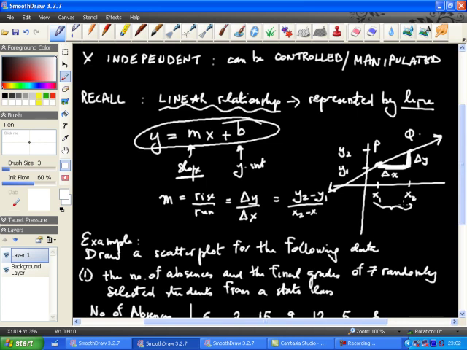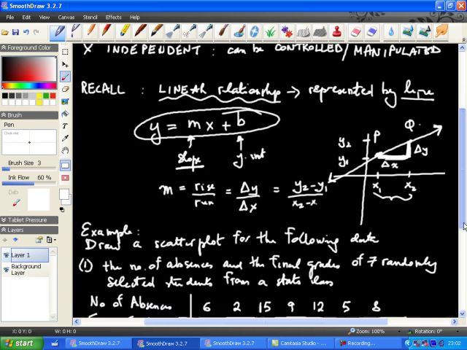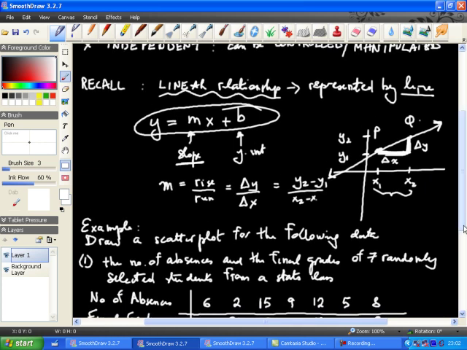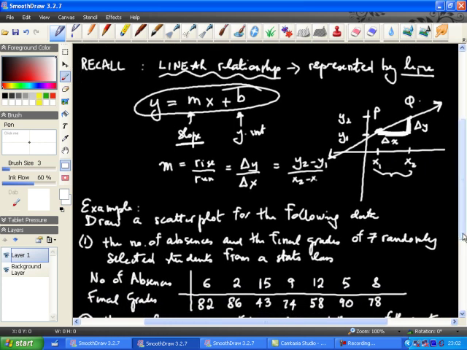Let's do an example. Let's draw some scatter plots for the following data. Why are scatter plots important? Because they give us a visual relationship, showing whether there seems to be a line of best fit through the data, or whether maybe it seems to be a parabolic or other kind of relationship. In correlation, we are generally looking for a linear relationship. So here are two examples.